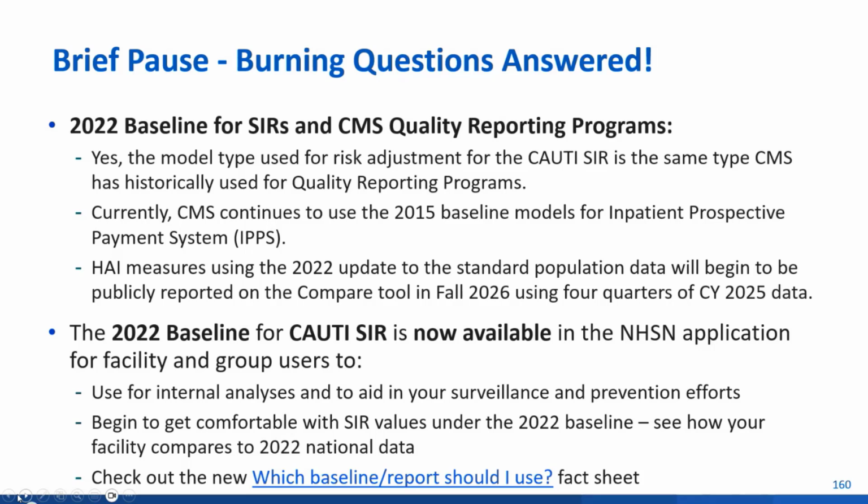As you may have already noticed, the 2022 baseline models are now available in the NHSN application for facility and group users. You can start using these 2022 models right now for your internal analyses and to support your surveillance and prevention efforts. We recommend that you familiarize yourself with SIR values calculated using the 2022 baseline models to see how your facility compares to the national data from 2022. For more details, please refer to our fact sheet, which is linked at the bottom of this slide, titled "Which Baseline Report Should I Use?" Next slide, please.